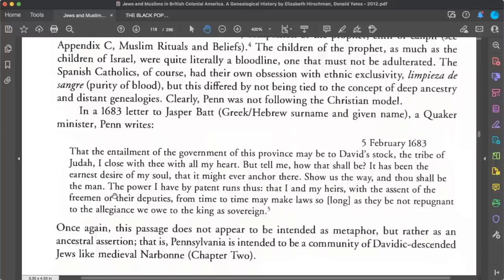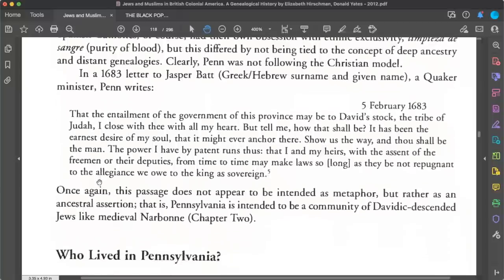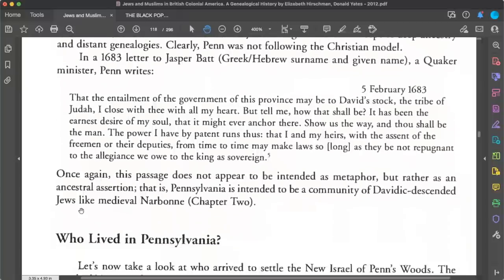The power I have, my patents runs thus, and I and my heirs, with the assent of the freemen, or their deputies, from time to time, may make laws so long as they be not repugnant to the allegiance we owe to the kings as sovereigns. Once again, this passage does not appear to be intended as metaphor, but rather as an ancestral assertion that is, Pennsylvania is intended to be a community of Davidic descended Jews, like medieval Narbonne in chapter 2 that we read.